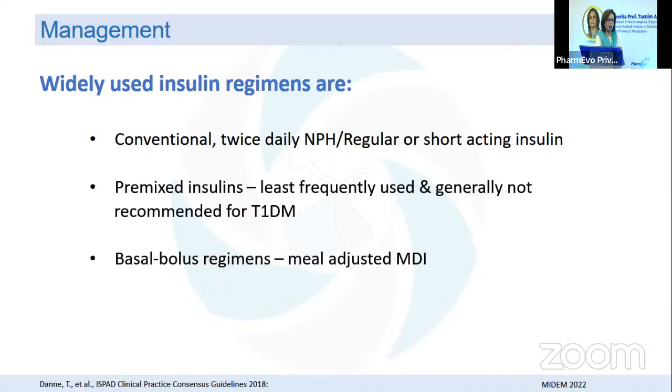So basal bolus is the best regime to have, and that is meal-adjusted bolus. Meal-adjusted bolus means you're going to be doing carbohydrate counting and adjusting according to your blood glucose level. So subcutaneous, I will not talk much about.